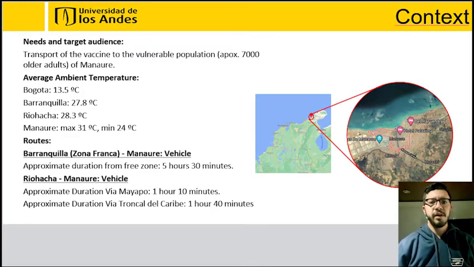We have felt the need to transport the vaccine Sputnik V to the elderly population in Manaure, which is located on the north coast of the country and will not have vaccination locations for its people. So to have the vaccines there, we have to put emphasis on the temperatures and transport times, because as you can see, there are relatively high temperatures around 30 degrees, and transport times can be approximately 2 hours by car.